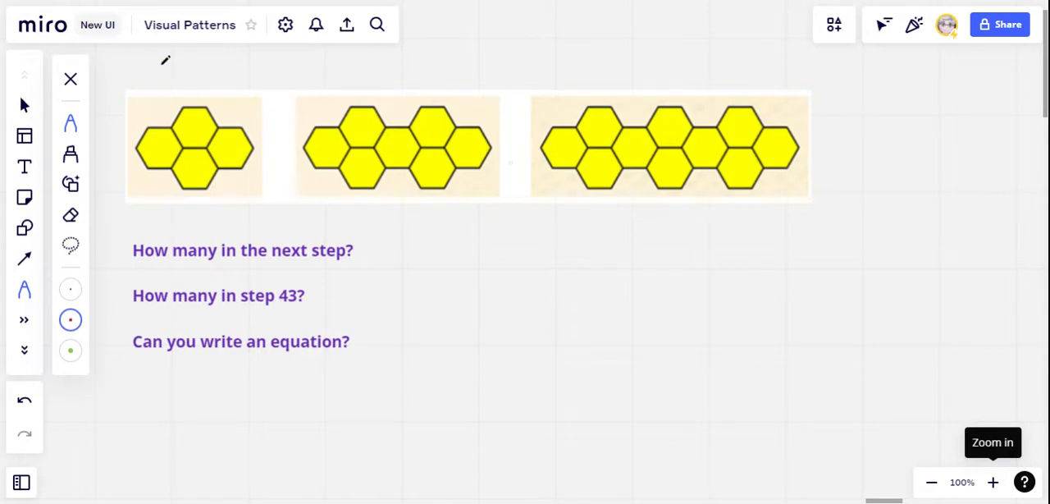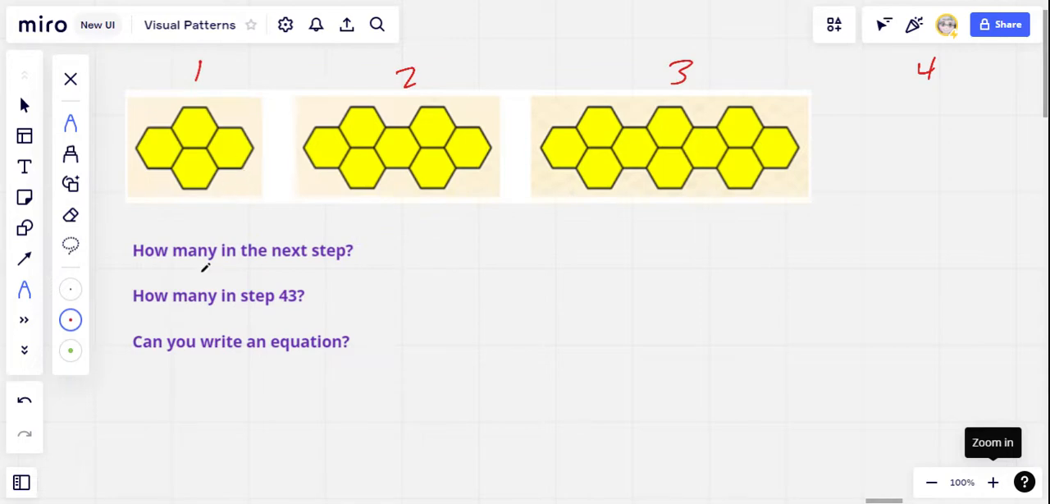So here is our pattern. Here's step 1 in the pattern, here's step 2, here's step 3. And the challenge, if you want to accept it, is to figure out how many hexagons are going to be in step number 4. And then if you can, much more difficult, how many in step 43? And can you write an equation to figure out how many hexagons in any step at all? So if you'd like to take that challenge, pause the video, give it a try.